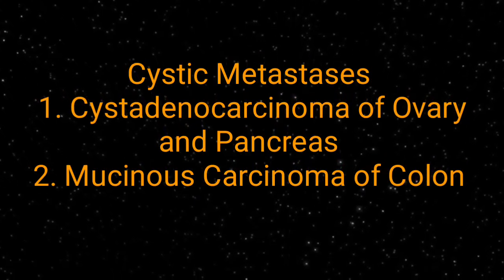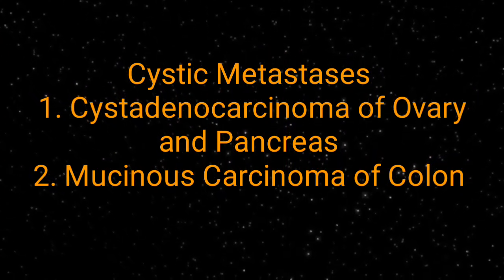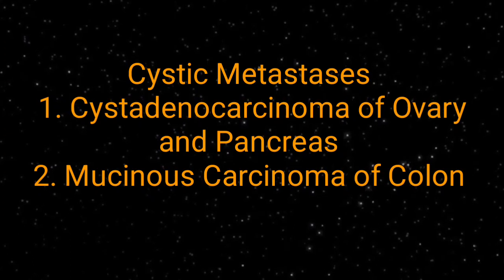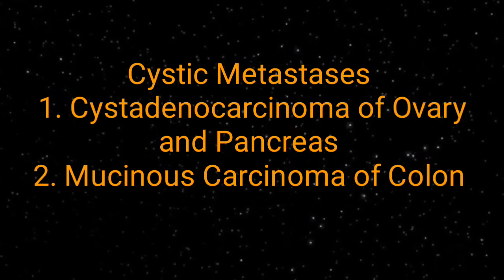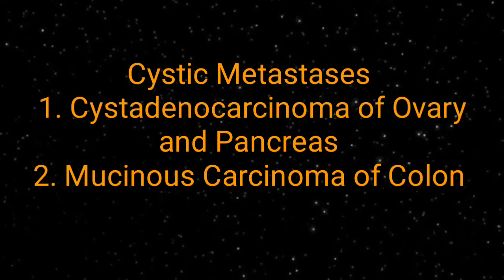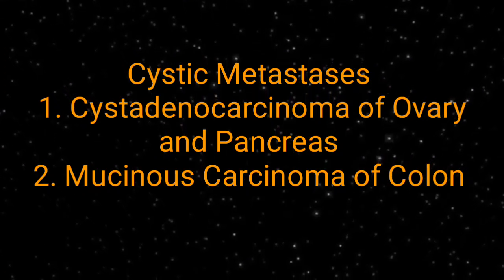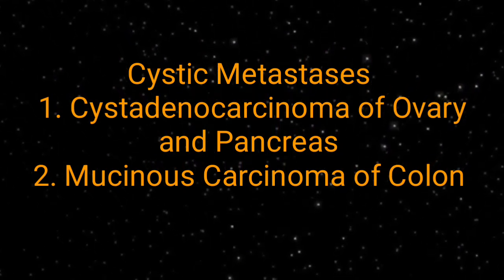Just for the revision purpose, cystic metastasis can be seen with cystadenocarcinoma of the ovary and pancreas, and mucinous carcinoma of the colon. These three are the areas which usually give rise to cystic metastasis in the liver, and you have to differentiate it from simple cysts. Cystic metastases are those mets which appear cystic in the liver. And the one important thing is you have to distinguish it from the simple cyst of the liver.